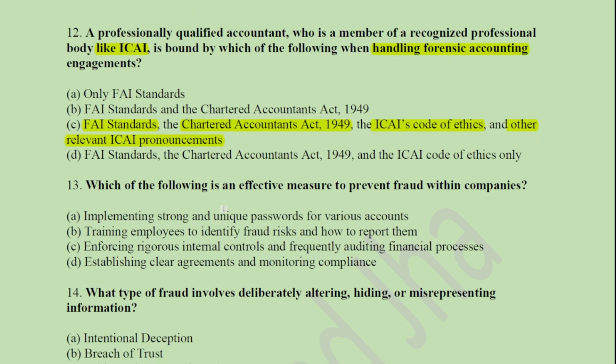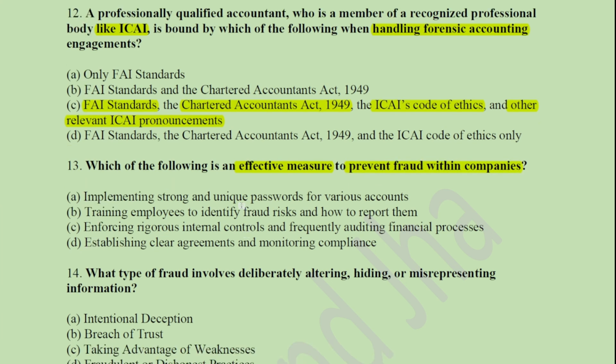Which of the following are effective measures to prevent fraud within a company? Implementing strong and unique passwords, training employees to identify fraud risk and how to report them, enforcing rigorous internal control, yes, and frequently auditing financial processes, yes. Establishing clear agreement and monitoring compliance, no.